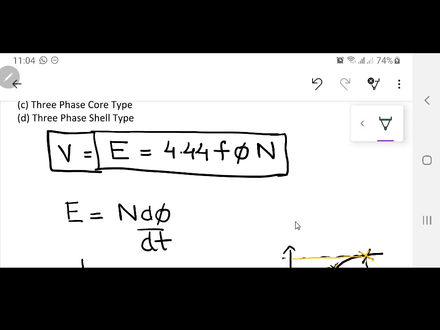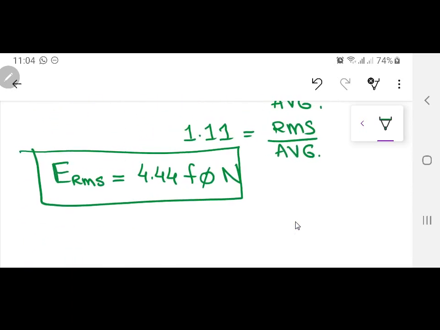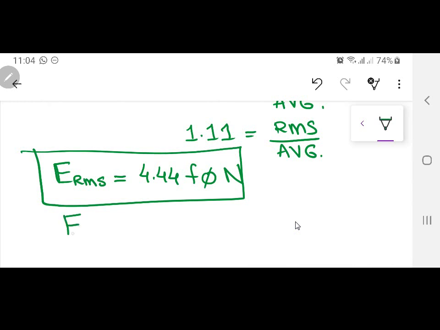Okay, coming back to this one, since this is E is equal to 4.44 F phi n, E RMS, you can write this one as 4.44 F. Now instead of phi, this was phi m actually, because this was the maximum flux, you multiplied this one or replace it by BM into AC. What is BM? Maximum flux density on your BH curve.